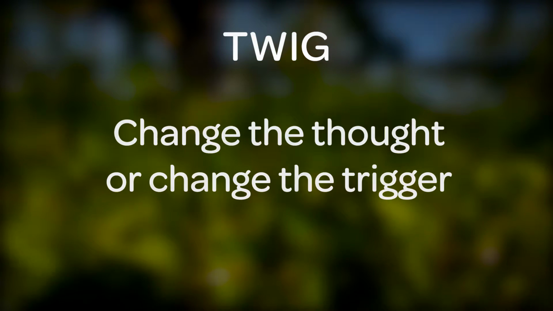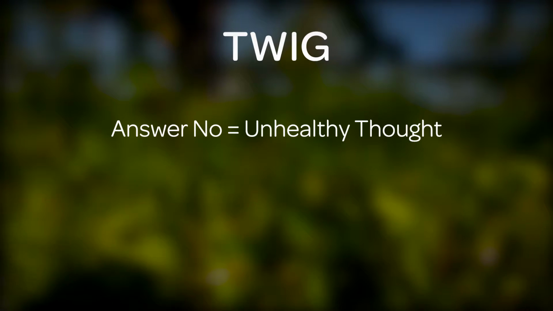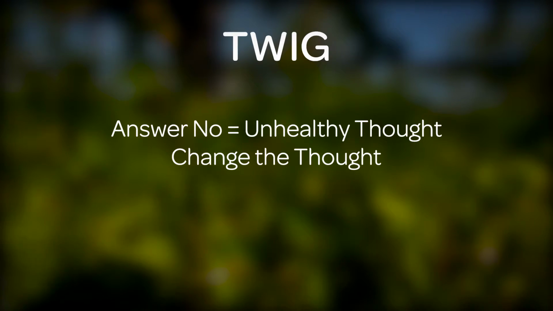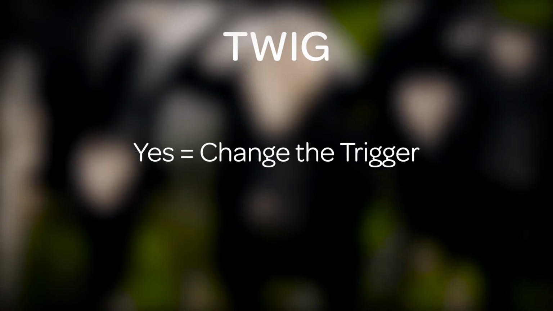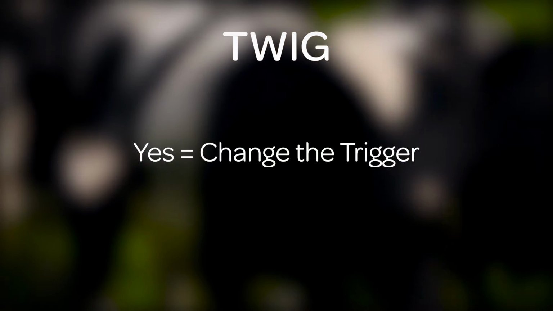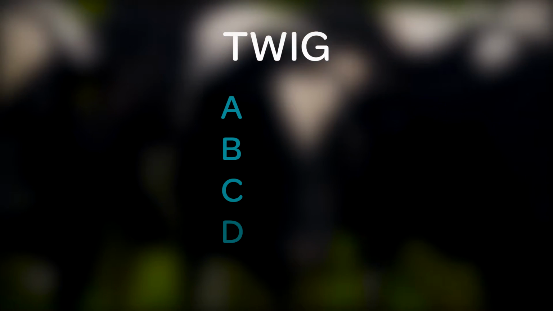You only really have 2 options. You either change the thought or you change the trigger. If the answer to any of these questions is no, then you are having an unhealthy thought and you want to replace it with a healthy alternative. If the answer is yes to all 3 questions, then you need to address whatever triggered the emotion in the first place. With 3 yeses, we go to a process called A, B, C, D.